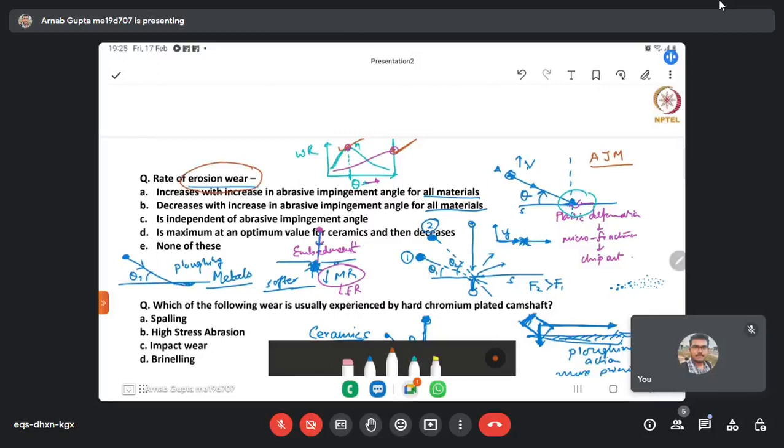While in case of erosion, we design the system in such a way that this particular theta or this particular angle of impingement is avoided in case of erosion.